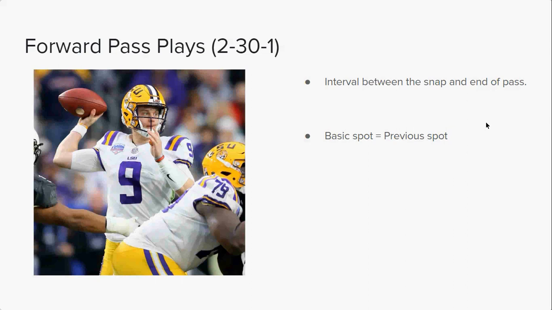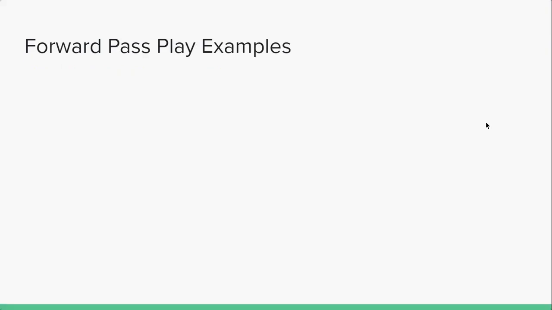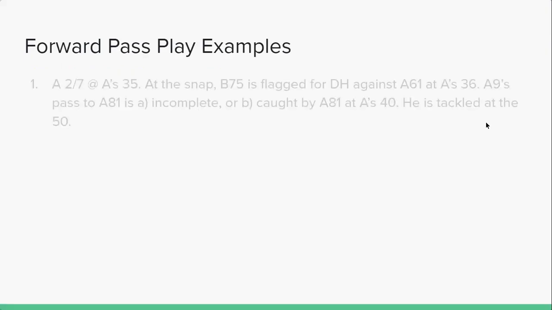The basic spot for these fouls is the previous spot, except that Team B personal fouls that occur during forward pass plays can be enforced from the end of the last run, provided the run ends beyond the neutral zone and there's not a change of possession during the down. In the event that either of those requirements is not met, we would enforce that penalty at the previous spot. There are some specific examples for contact fouls by A behind the line of scrimmage, but I'll get to that in a minute. So let's talk about some play examples for forward passes.